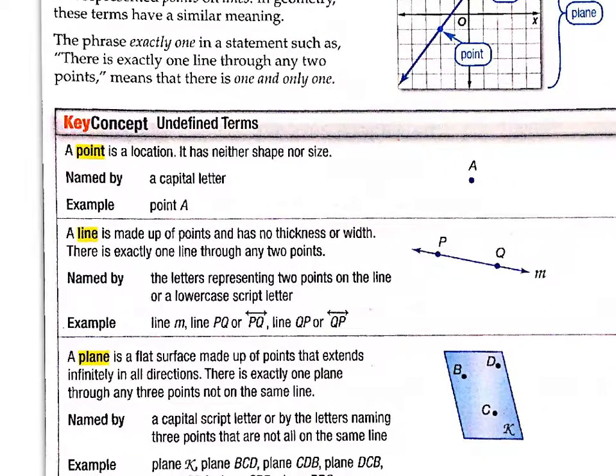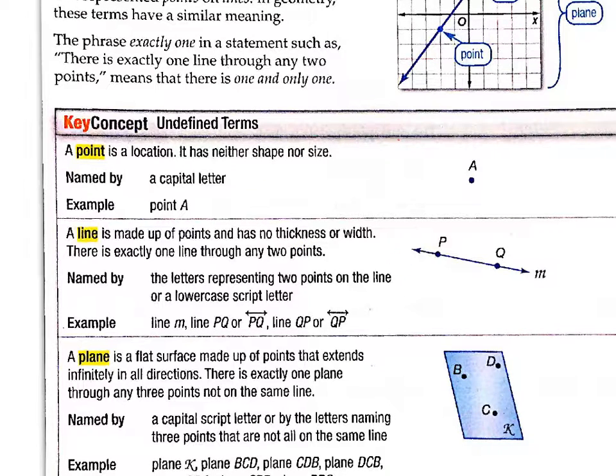Now we represent points here with a dot. You name a point by a capital letter. Make sure you remember that. A line is made up of points. So if points have no shape or size, they're just a location, then a line has no thickness or width. It's made up of things that have no size.